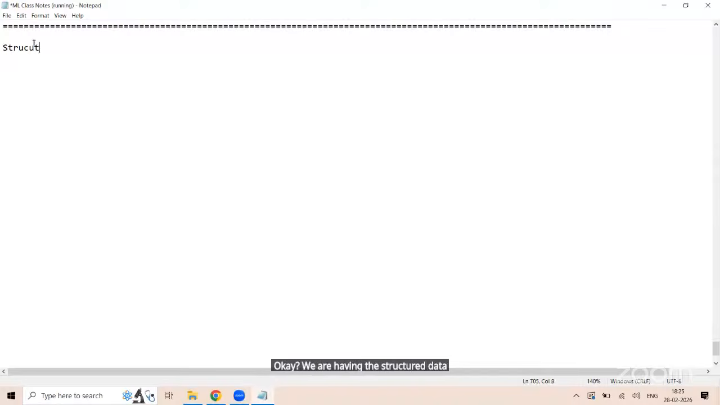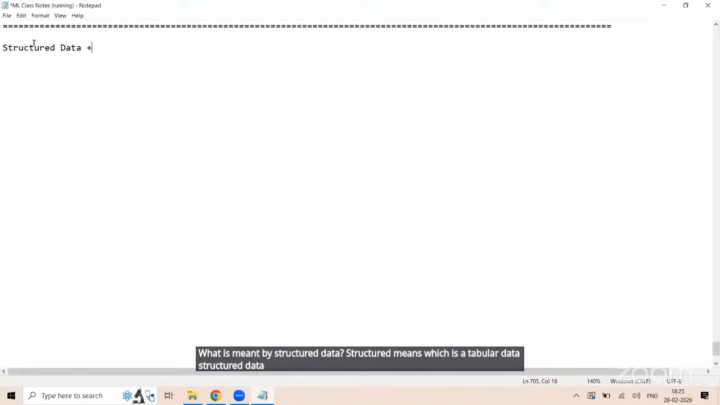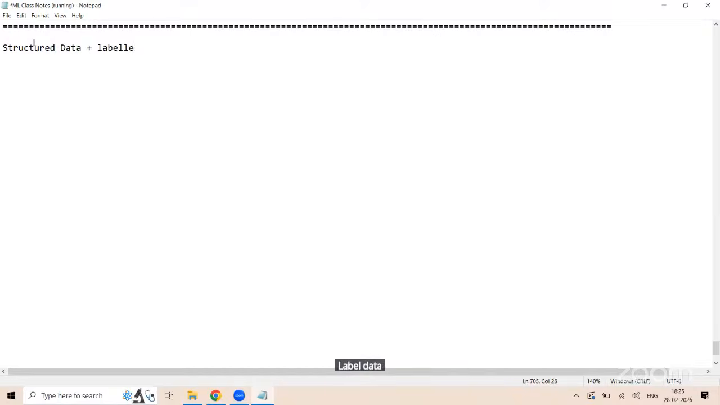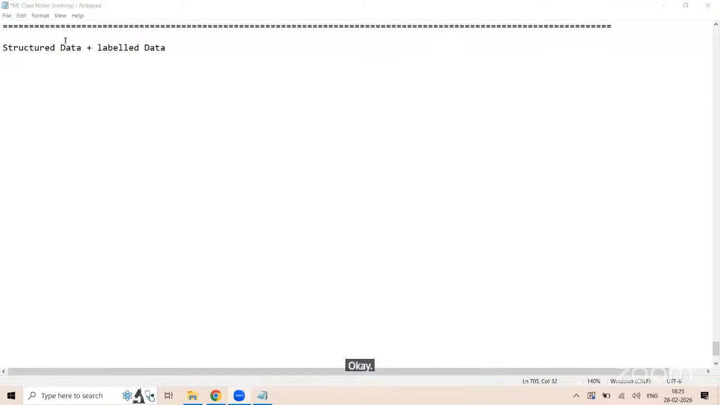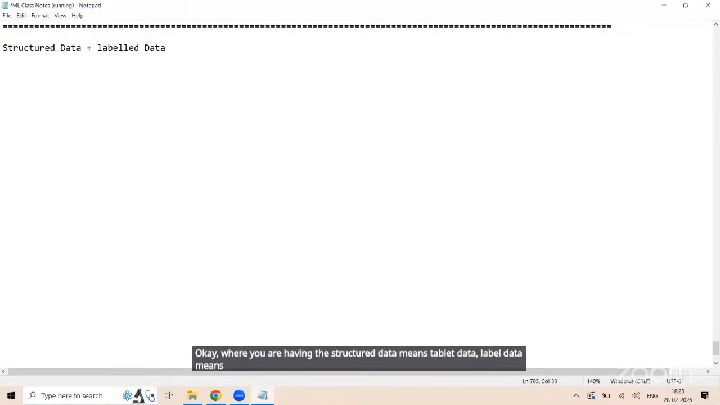What is meant by structured data? Structured means tabular data. Structured data plus labeled data. What is meant by labeled data? Label means output is available, whatever we are going to predict, that output is available. Structured data means tabular data. Labeled data means the output variable is available.